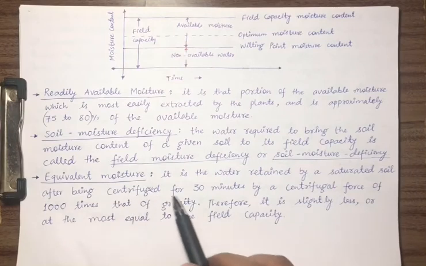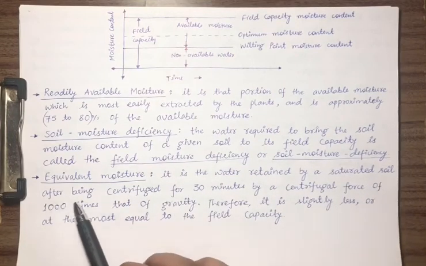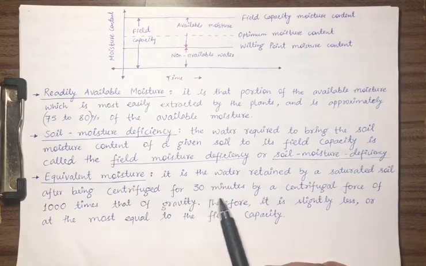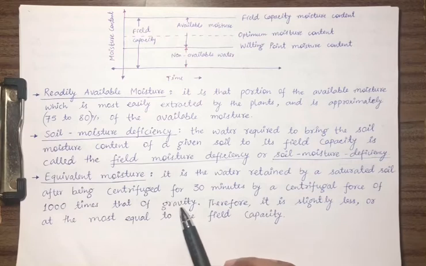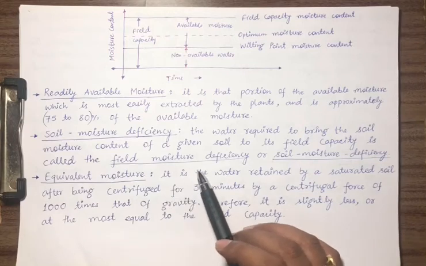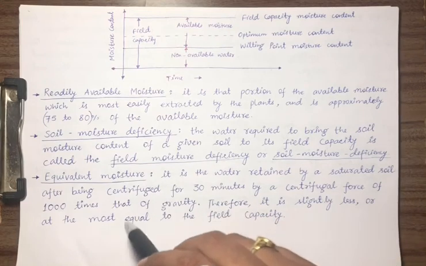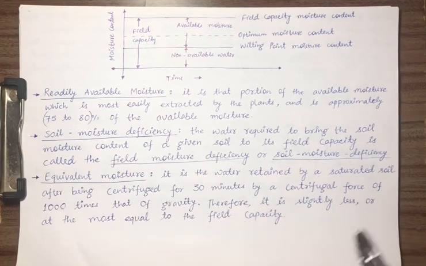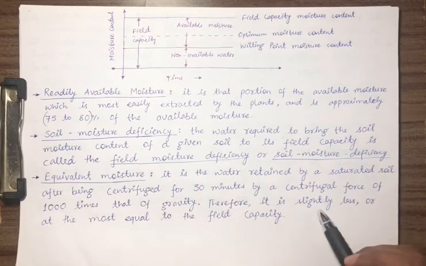What is equivalent moisture? It is the water retained by a saturated soil after being centrifuged for 30 minutes by a centrifugal force of 1000 times that of gravity. So the force is applied 1000 times g, and it is centrifuged for 30 minutes. The water retained is termed as equivalent moisture. It is slightly less than, or at the most equal to, the field capacity.